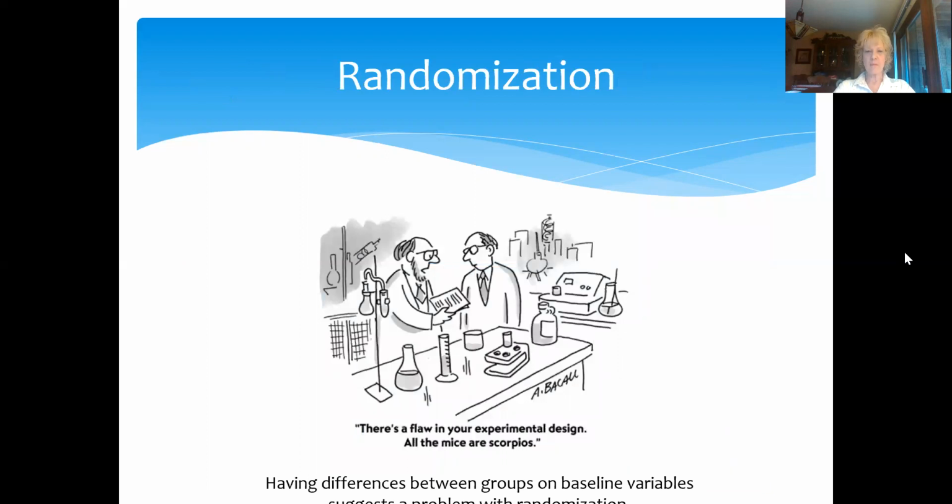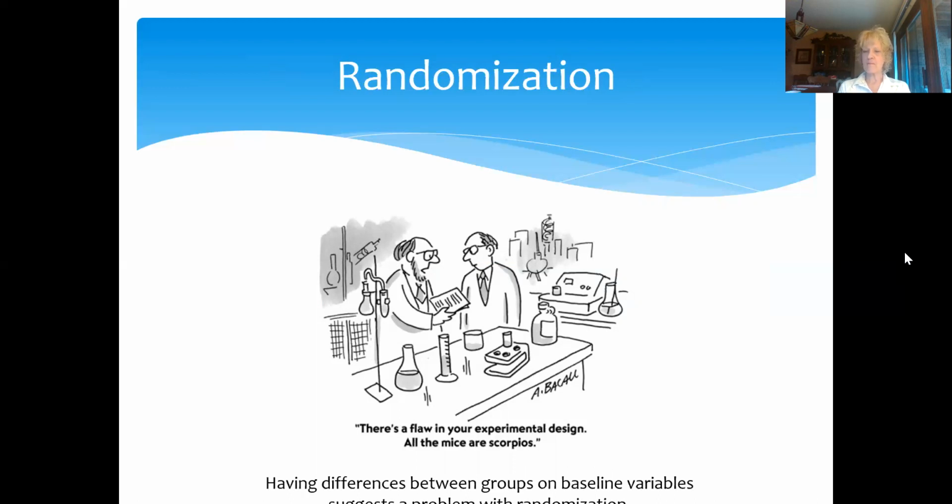And I'm not sure if it's cutting off part of my cartoon here, but there's two scientists in the lab, and one scientist says, there's a flaw in your experimental design. All the mice are Scorpios. So having differences between groups on baseline variables suggests there's a problem with randomization.